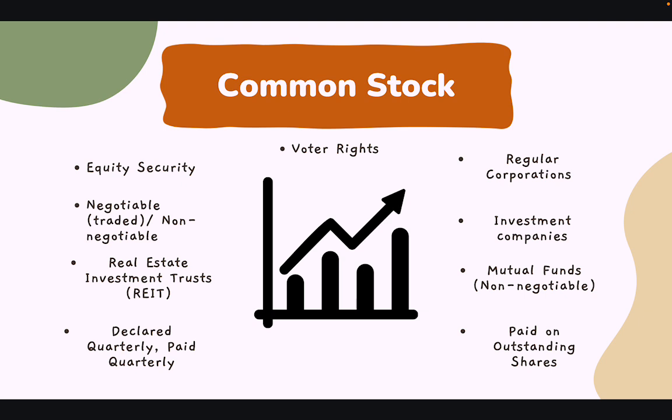Another example of common stock is real estate investment trusts, also called REITs. With common stock, dividends are declared quarterly and paid quarterly, and that is going to be different from other things like bonds, which are semi-annual. These involve a lot of regular corporations and investment companies. As I said, mutual funds are an example. And the common stockholders are paid on the outstanding shares.